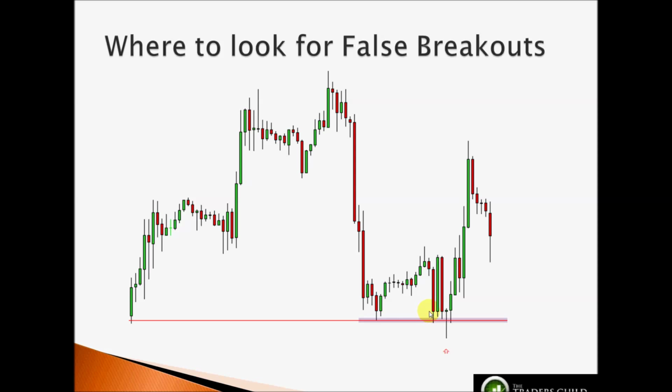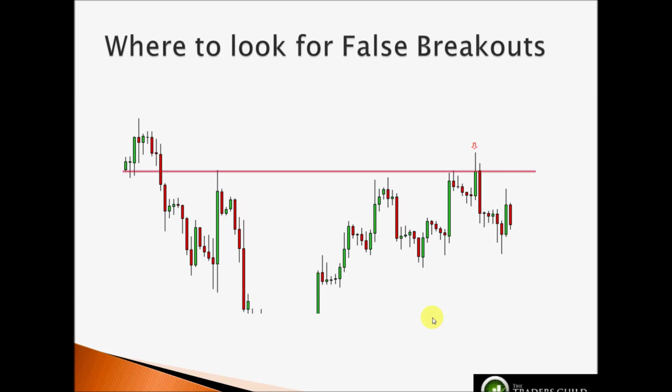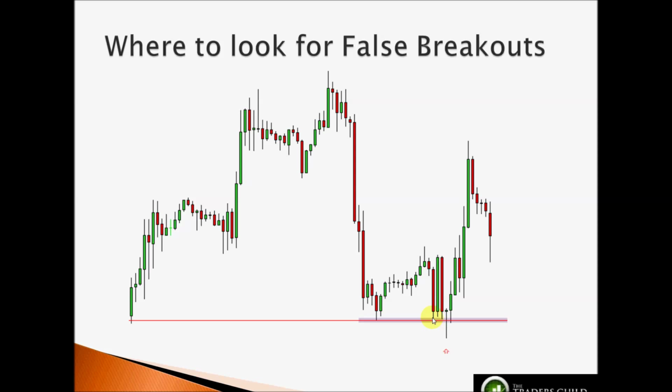What I would say is I'm looking for clear support resistance areas. I'm looking for material false breaks. I'm not looking for tiny false breaks. I'm looking for material false breaks. That's the reason why I'll go into on another video.